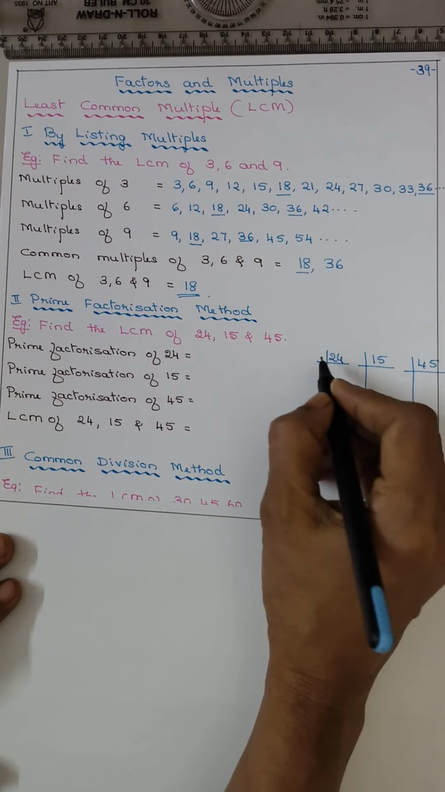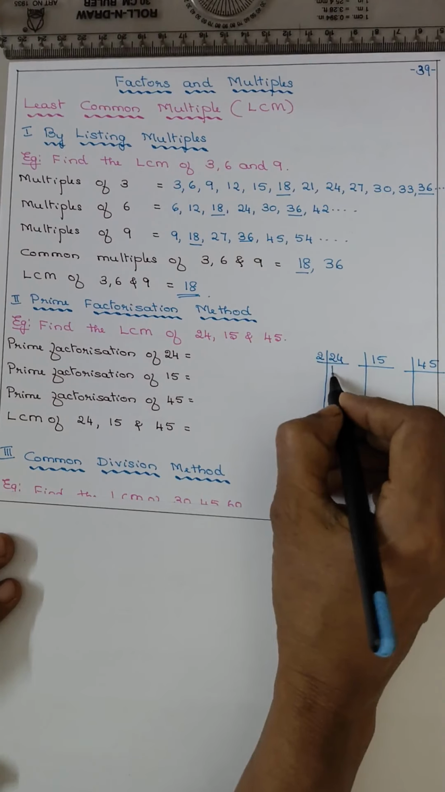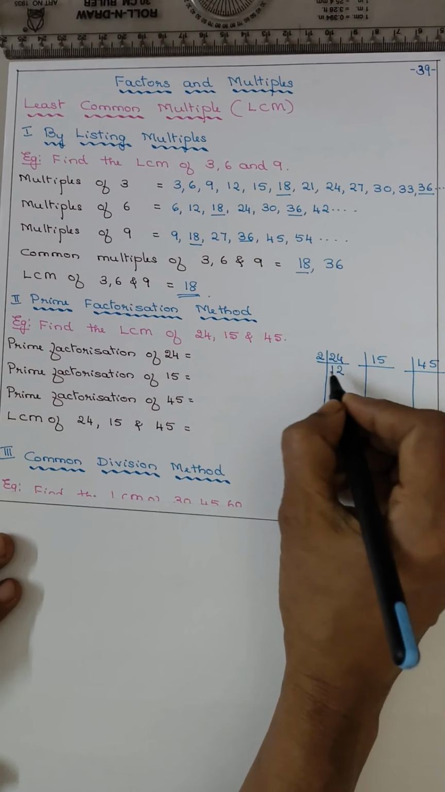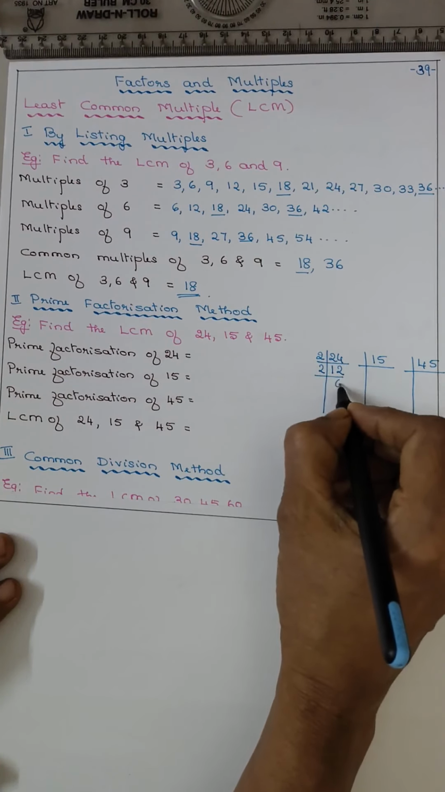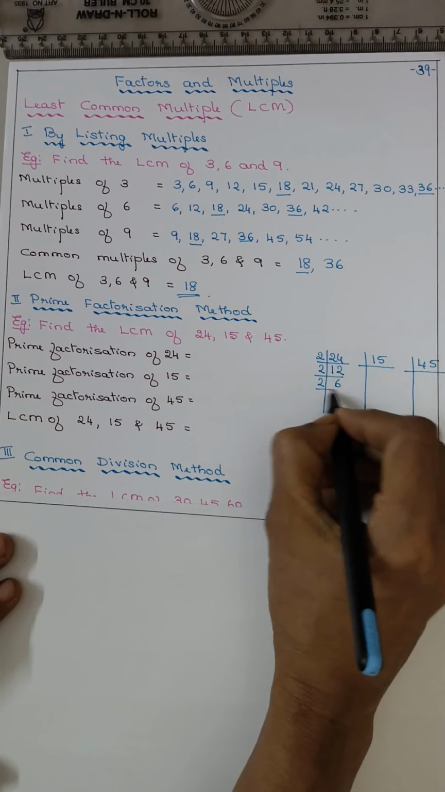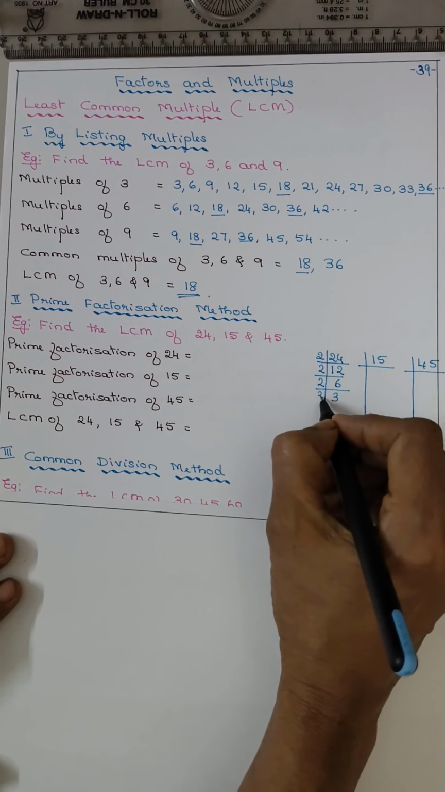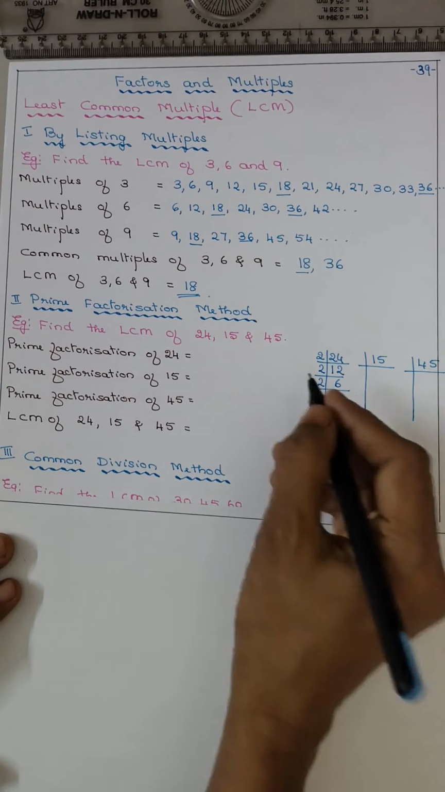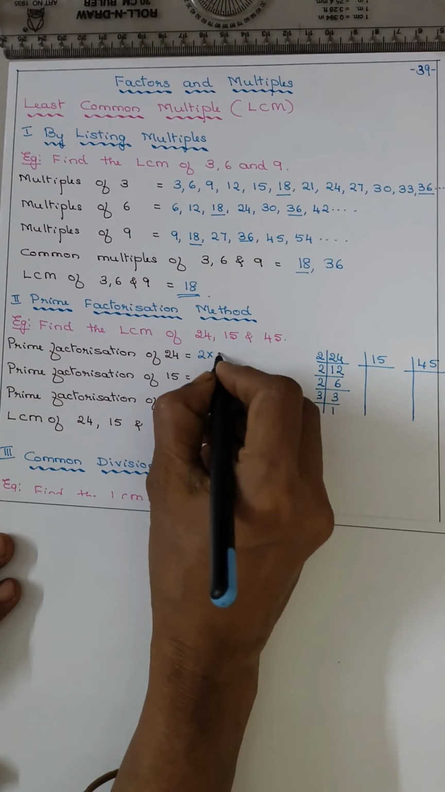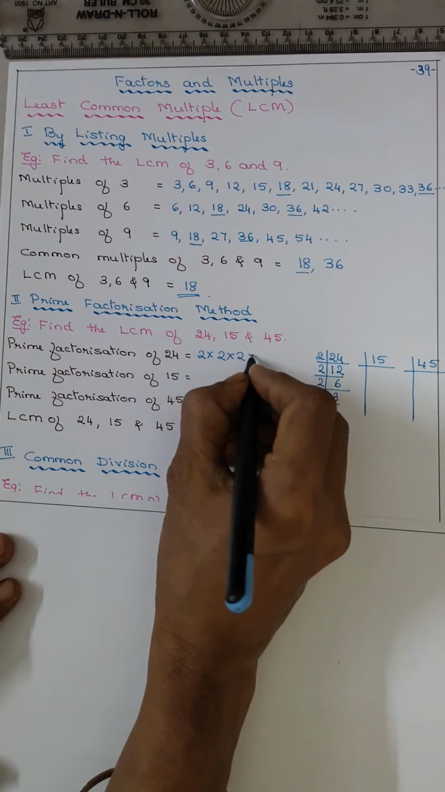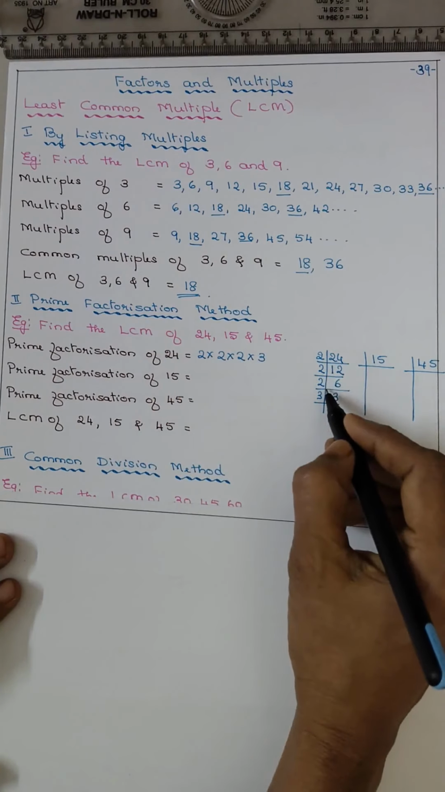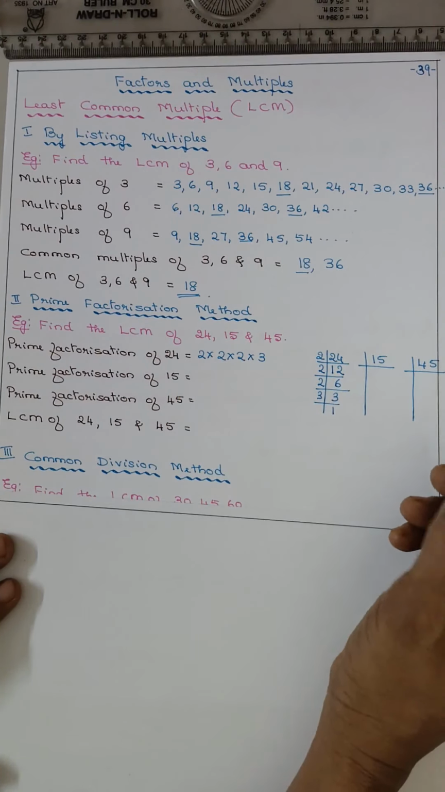Now even number start with 2, 2 1s are 2, 2 2s are 4, again 2, 6s are 12, again 2, 3s are 6, 3 ones are 3. So write 2 into 2 into 2 into 3. 3 times 2 and 1 time 3.